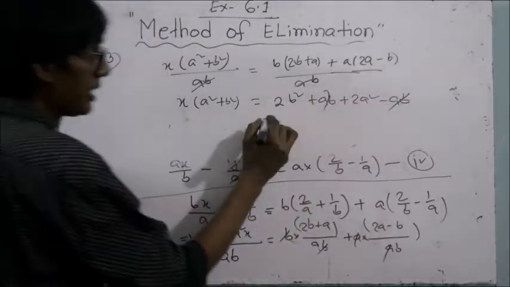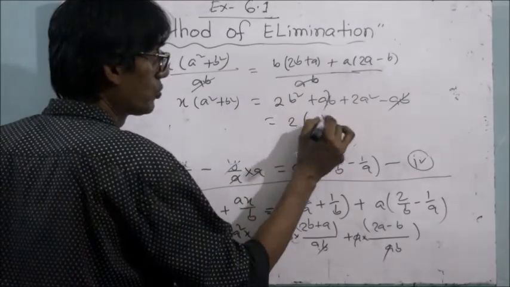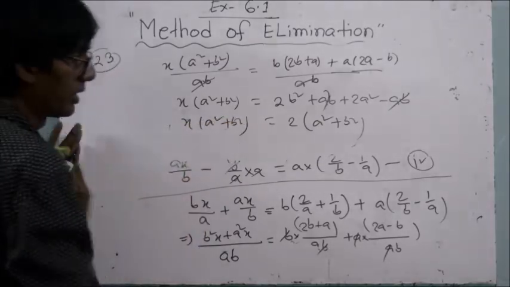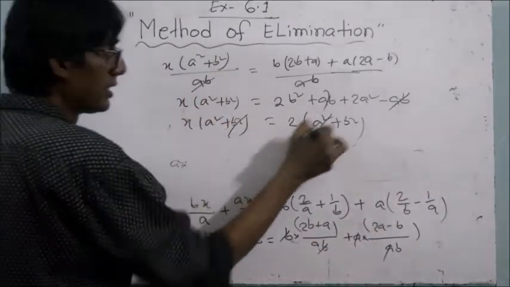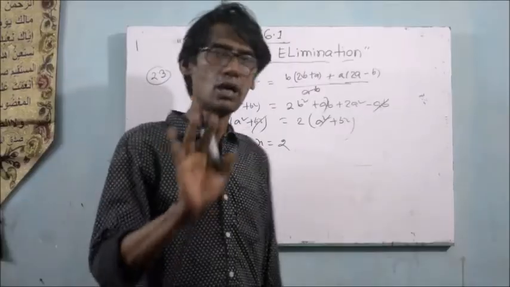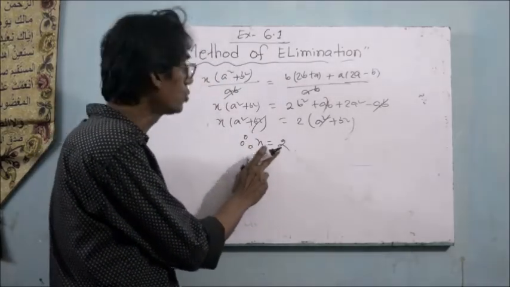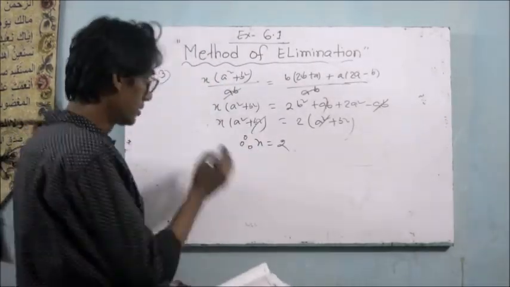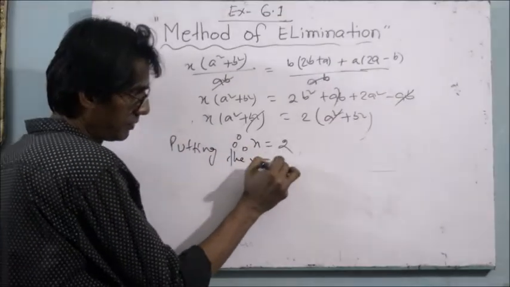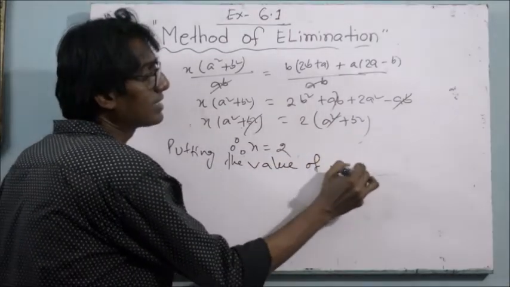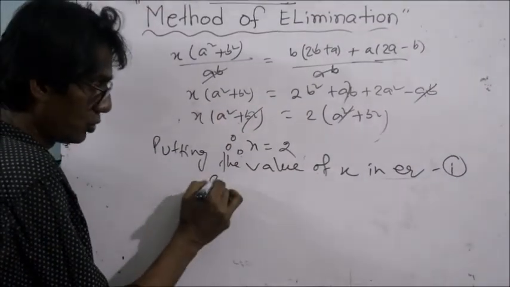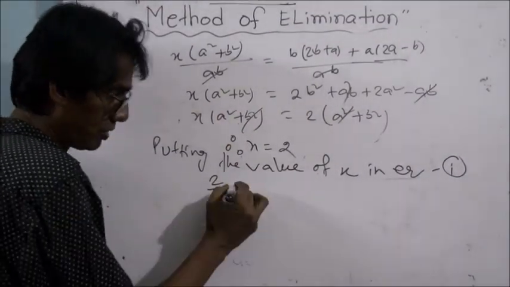ab is omitted. Here if I take 2 as common, so (a square plus b square), and here x into (a square plus b square). So the value of x equal to 2. Okay, now I apply the value of x equal to 2 in equation 1. So right here, putting the value of x in equation 1, we get, look here, 2 by a because x equal to 2, plus y by b equal to 2 by a plus 1 by b.